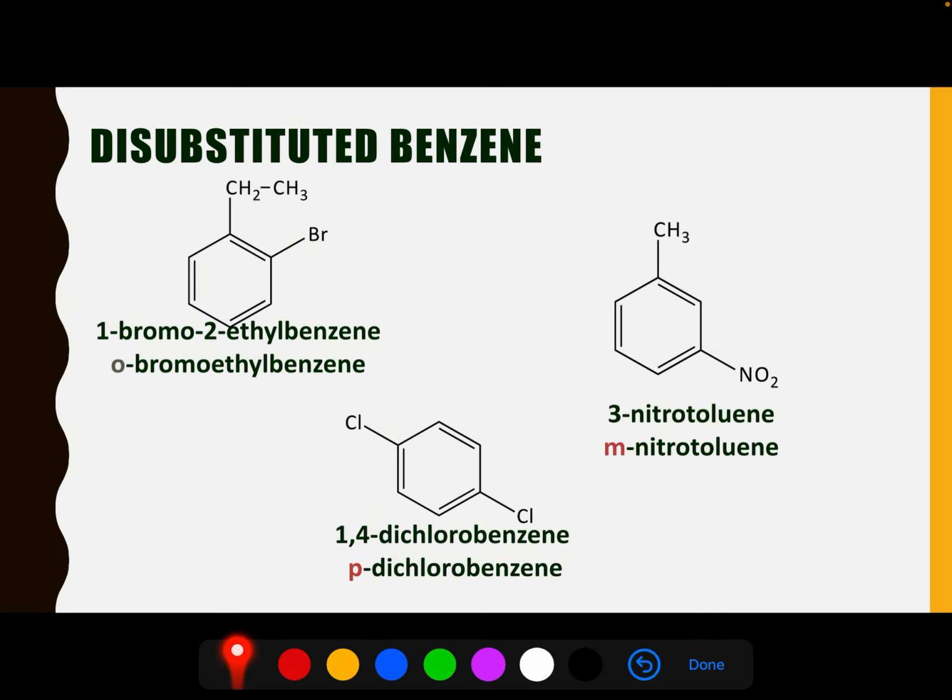So you can see here, new IUPAC might call this 1-bromo-2-ethylbenzene, but old nomenclature would call it ortho-bromoethylbenzene. This would be 3-nitrotoluene. Remember I told you toluene is a methylbenzene, and it's a name that they still use very much today. This one is meta-nitrotoluene. And then finally, we've got one for dichlorobenzene or para-dichlorobenzene.